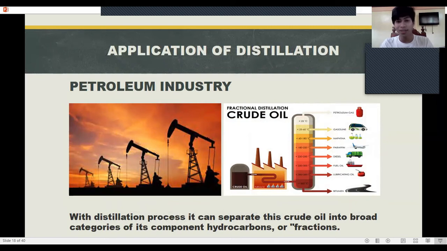Distillation is also important in the petroleum industry. Crude oil is made up of a mixture of hydrocarbons, and with distillation process, it can separate this crude oil into broad categories of its component hydrocarbons, or also known as fractions. Crude oil is first heated and then put into a distillation column. Different products boil off and are recovered at different temperatures. The products produced in this distillation are butane and other lighter products, gasoline, naphtha, kerosene, bitumen, and many others.